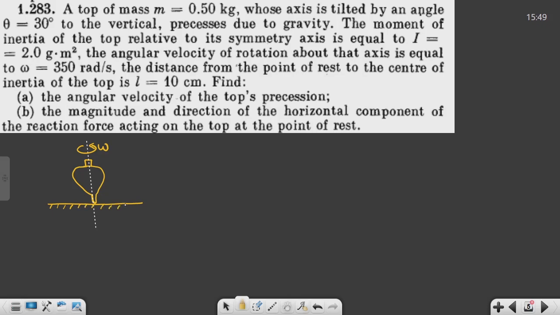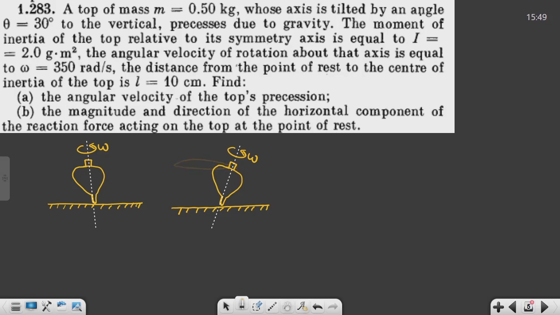Now have you noticed something? Just before the top stops spinning, after a certain while, the top becomes somewhat like this, and it keeps on spinning like this. The entire top rotates around this circle, somewhat like this, isn't it? The top spins also like this, the top rotates also like this, just before falling down.